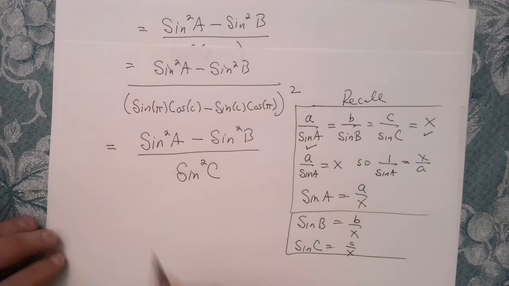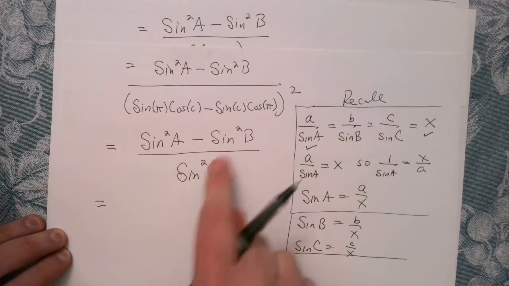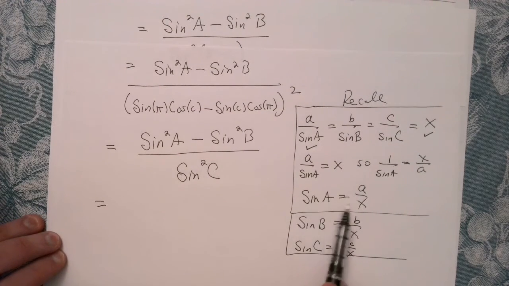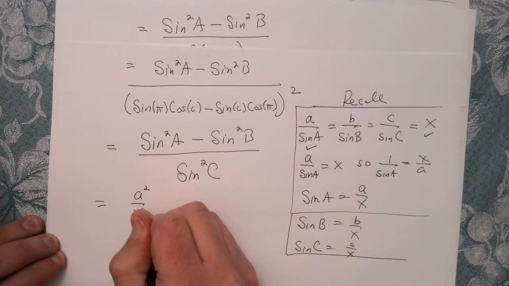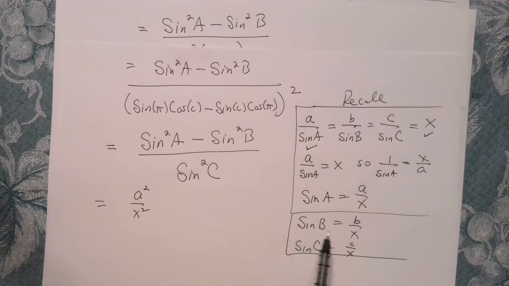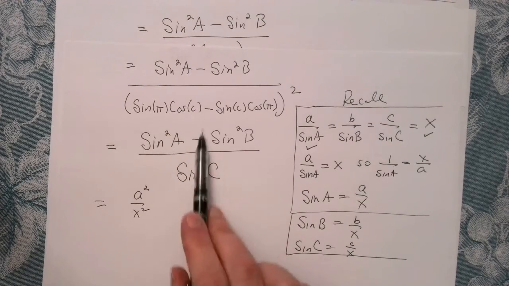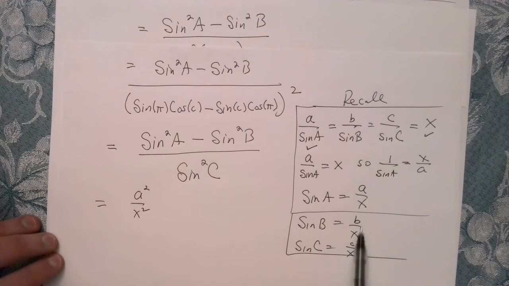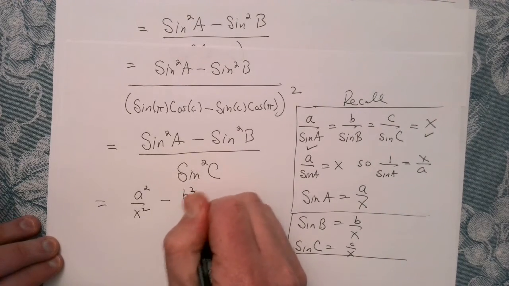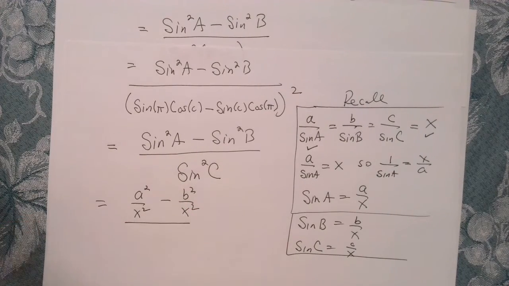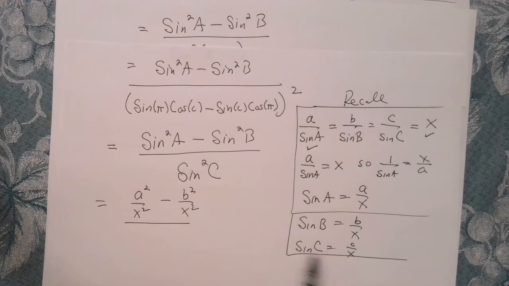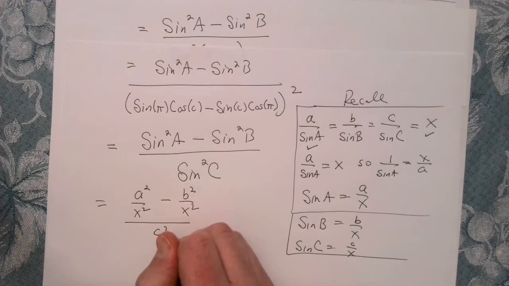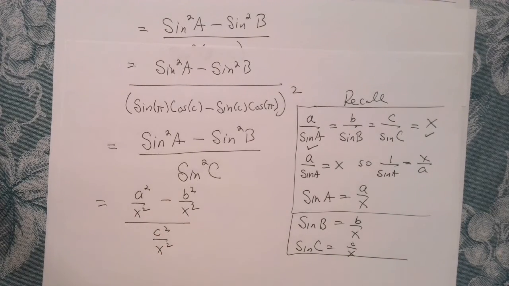So that's helpful because if I just square both sides, I get a replacement for each of these. If I square this, this is equal to a squared over x squared. If I square this, I get a replacement for this, and so that's equal to b squared over x squared. And then down here, if I square both sides, I get c squared over x squared.